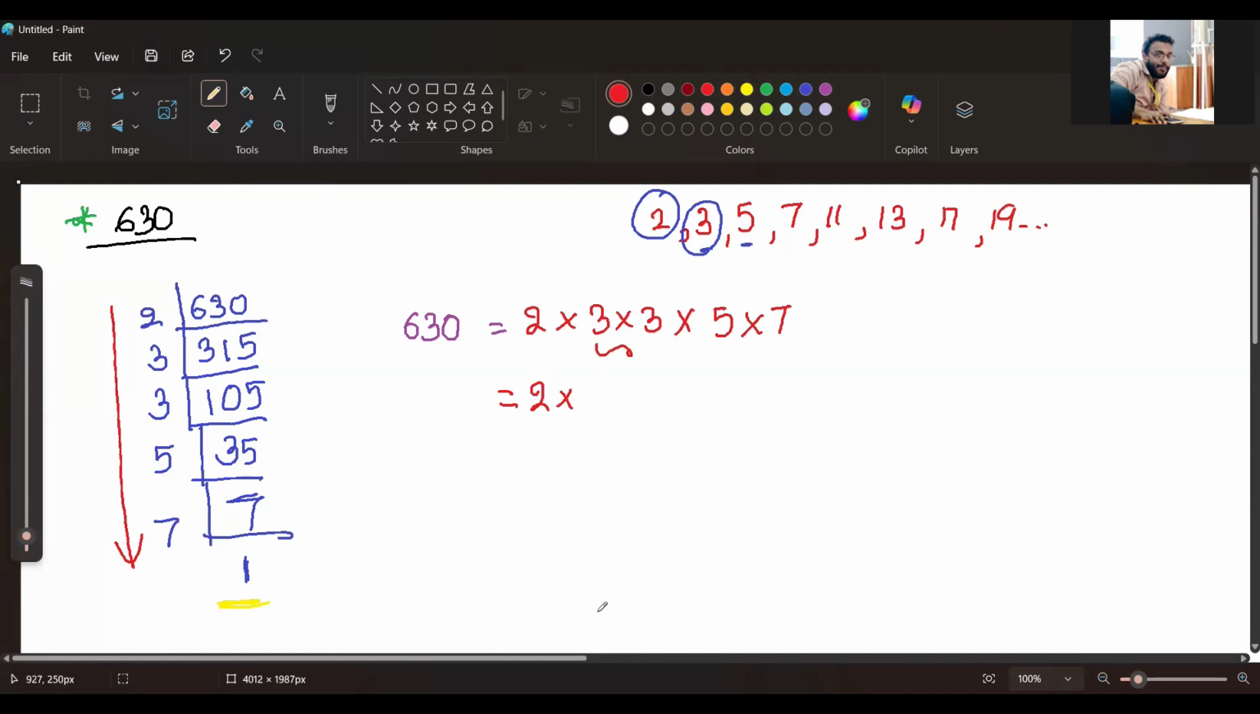There are how many trees? There are two trees, and they are having 1, 5, and 7. You can write it as a product of what? Product of prime numbers like that.